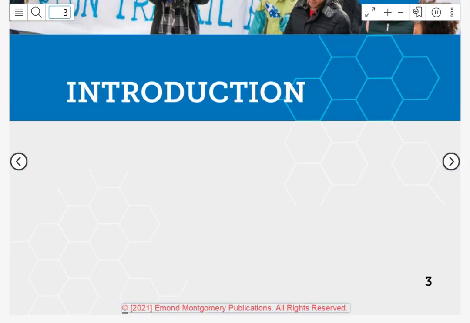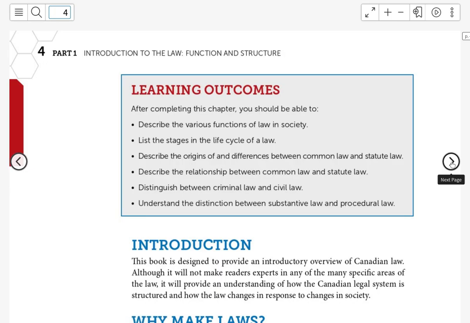Chapter 1 Introduction. Copyright 2021 Amendment. Part 1: Introduction to the Law, Function and Structure. Introduction.